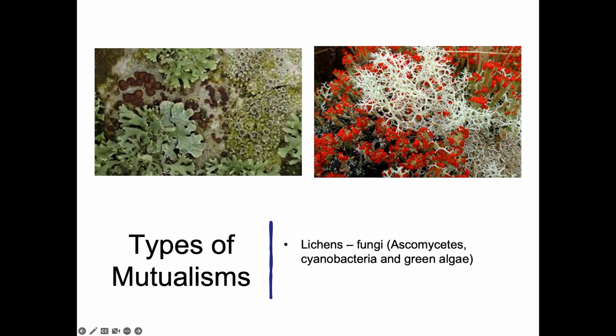So what are the types of mutualisms? I'm sure you've seen lichens on your fields and in the area around. And again, look at the fungus. Ascomycetes form the majority of the lichens. And they have a cyanobacterium. Does anybody know what's special about cyanobacteria? They're photosynthetic, and what else can they do? They can fix atmospheric nitrogen.